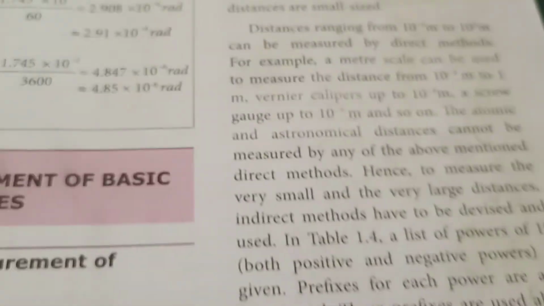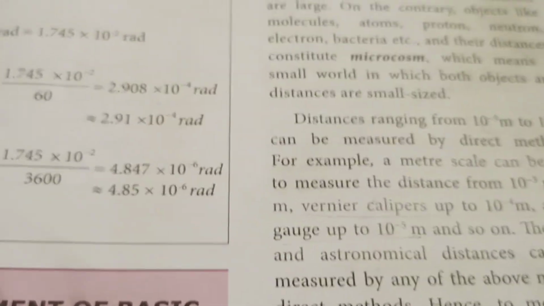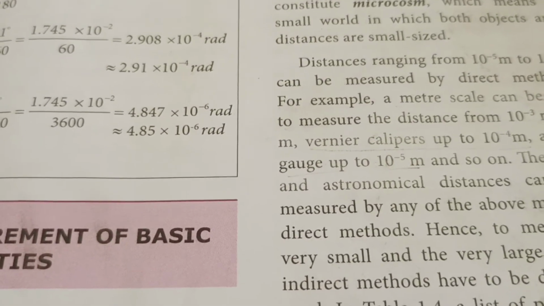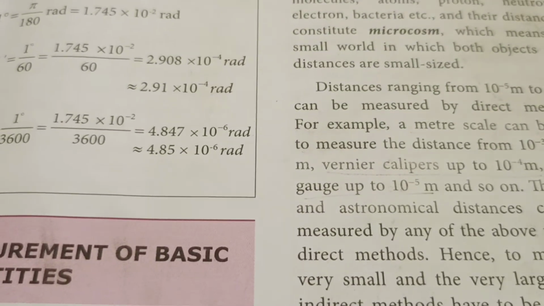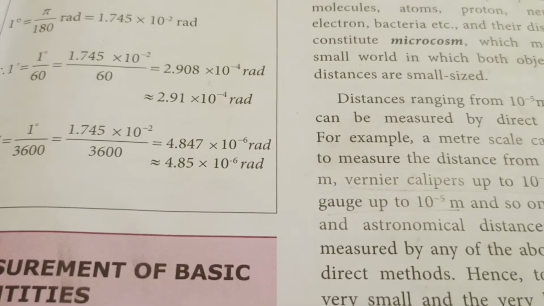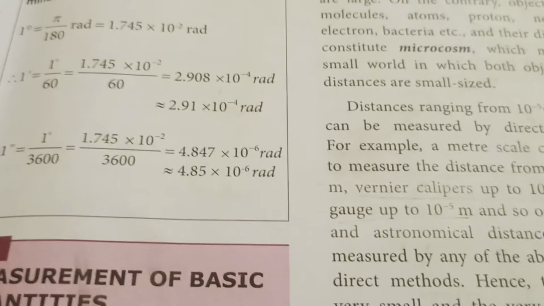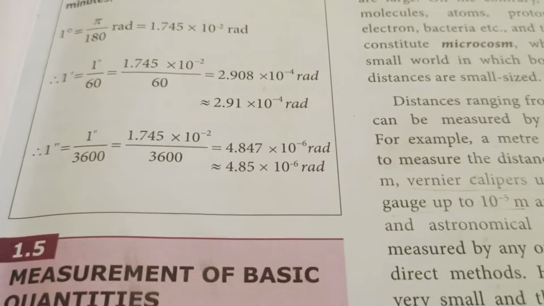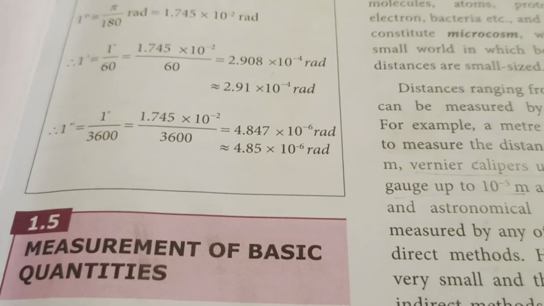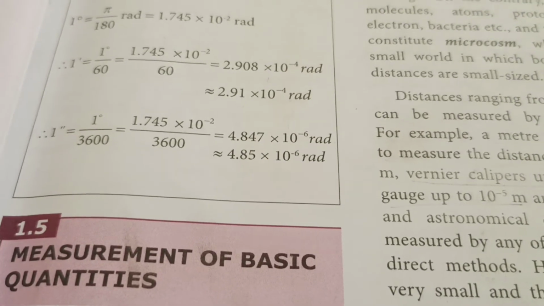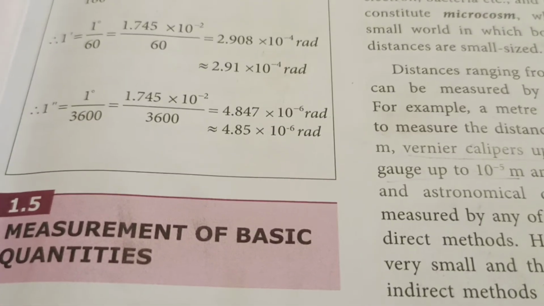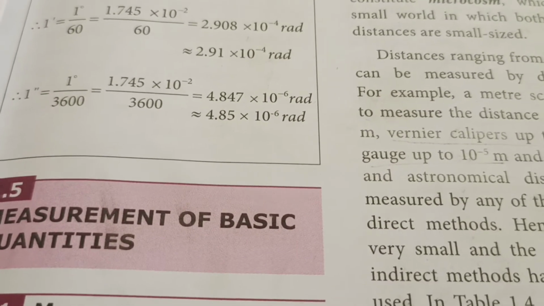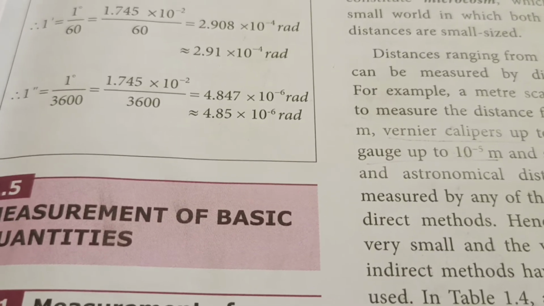Then, distances ranging from 10 power minus 5 meter to 10 power 2 meter can be measured by direct methods. We used these in lower classes, in mathematics, geometry. We use scales. One meter scales are long scales, and we also use small scales. That measurement is from 10 power minus 3 meter to 1 meter.